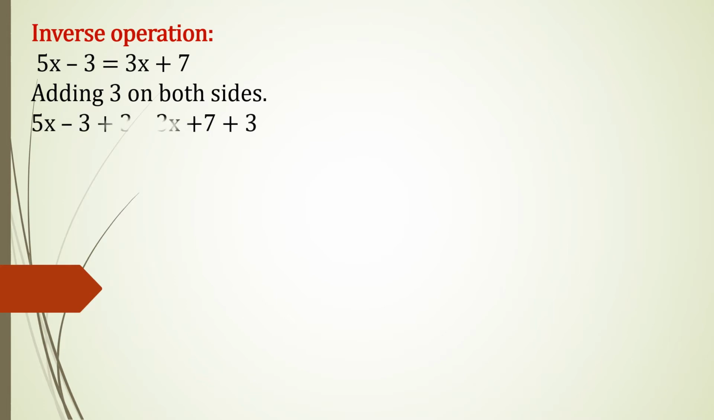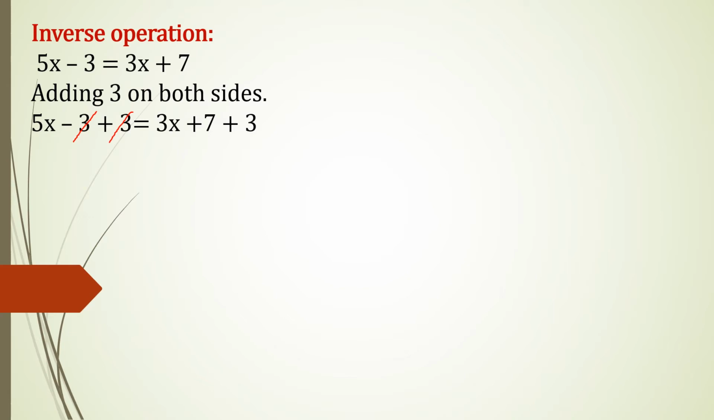So the left hand side will become 5x minus 3 plus 3 equals, on the right hand side, first write as it is, that is 3x plus 7. Then you'll write plus 3 because we are adding 3 on both sides. Whatever operation, adding or subtracting, you carry out, you have to do on both sides. Now students, what will happen? Minus 3 and plus 3 get cancelled from my left hand side. So I have removed minus 3 from my left hand side.